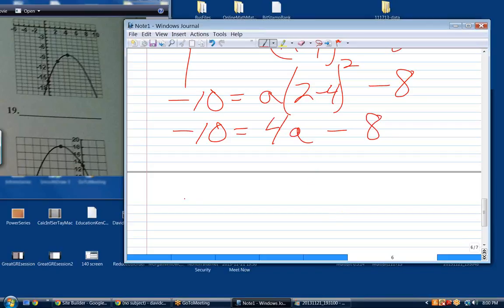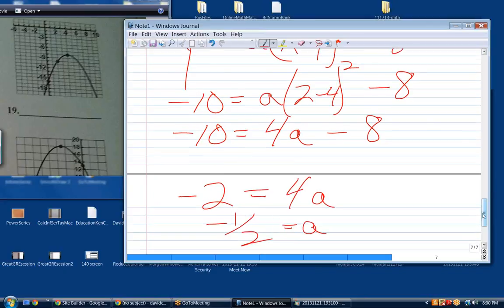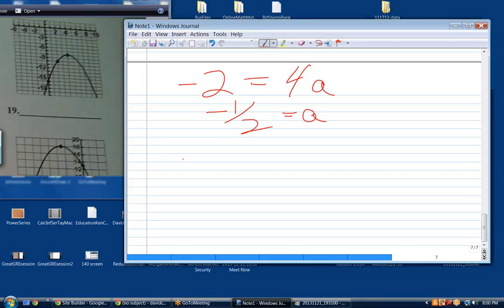Move the 8 to the other side. A equals negative 1/2. So the specific equation is what? Y equals negative 1/2 times x minus 4 squared minus 8.